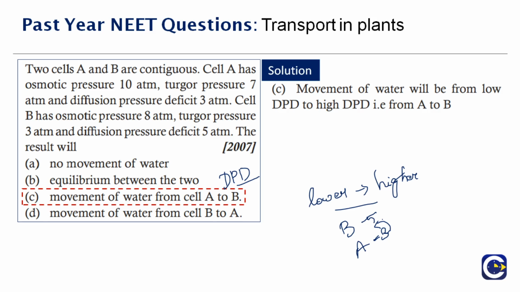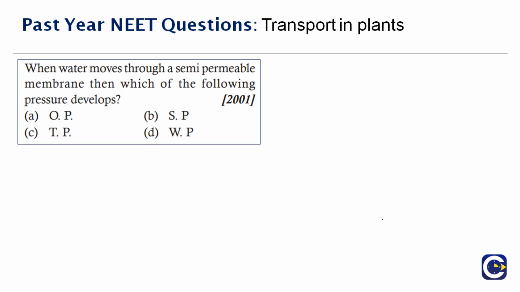Okay, now let's move to the next question here. When water moves through a semi-permeable membrane, which of the following pressures develops? Okay, this is once again an easy question. What does semi-permeability mean? Semi means partly, right? We all know that. Semi means partly. What do you mean by permeable?